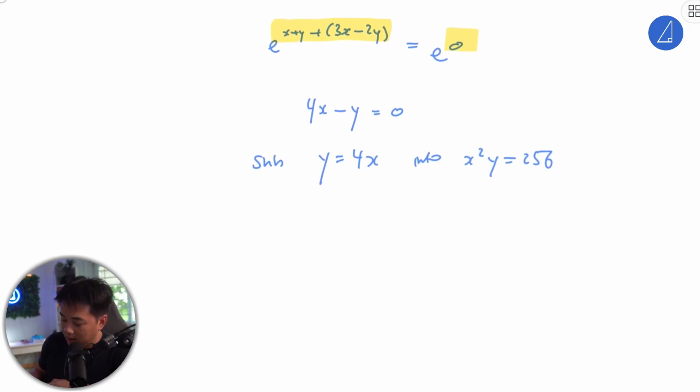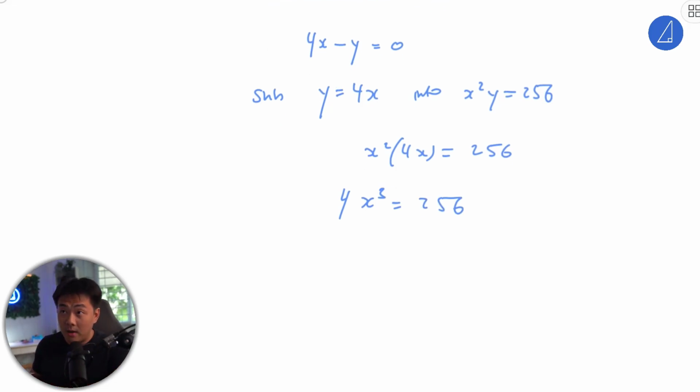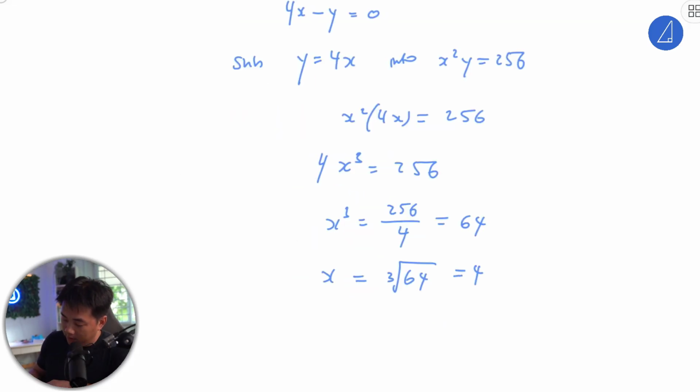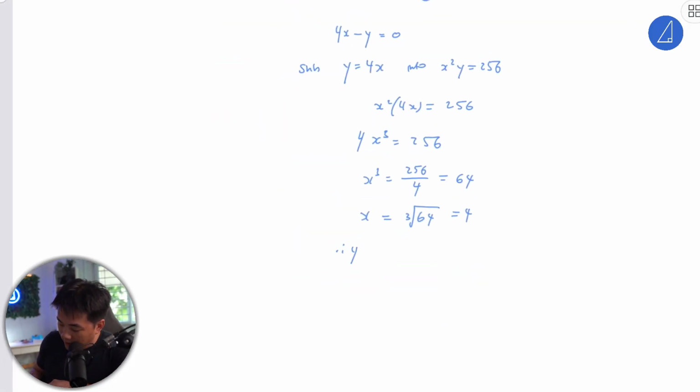So in this case here, what I get is x squared times 4x equals to 256. So we have 4x cubed equals to 256. So take 256 divided by 4, this will be x cubed. 256 divided by 4 will give us 64. So take the cubic root on both sides, 64, you get a 4. Okay, so x is 4. Great. So in other words, y is equals to 4 times 4, which is 16.